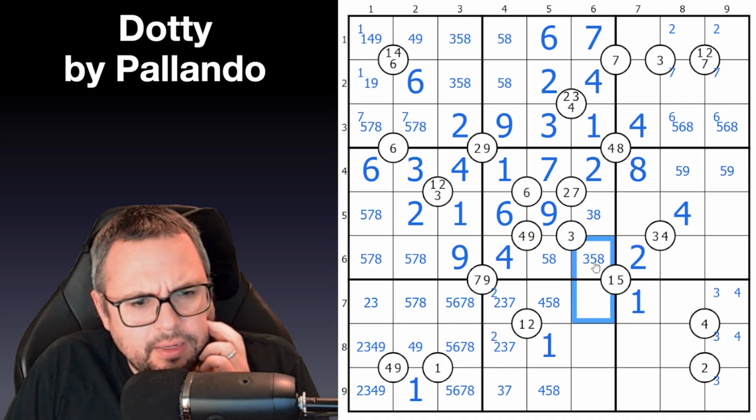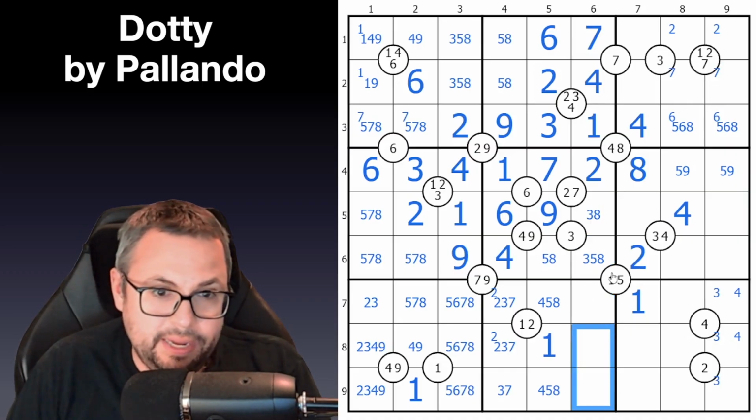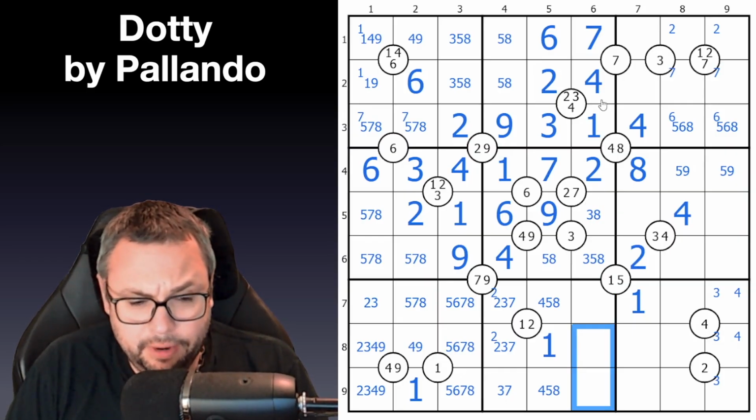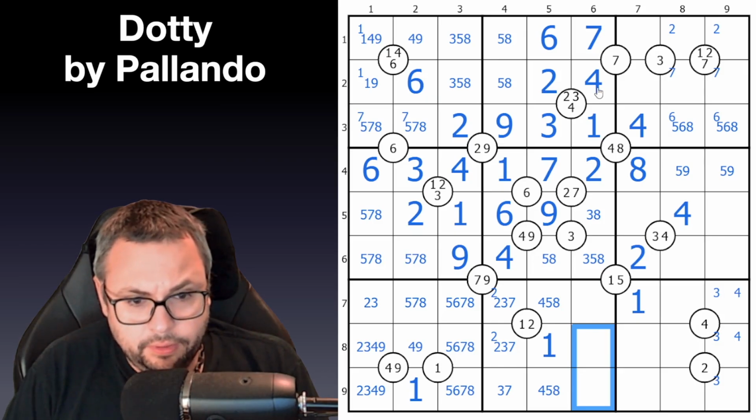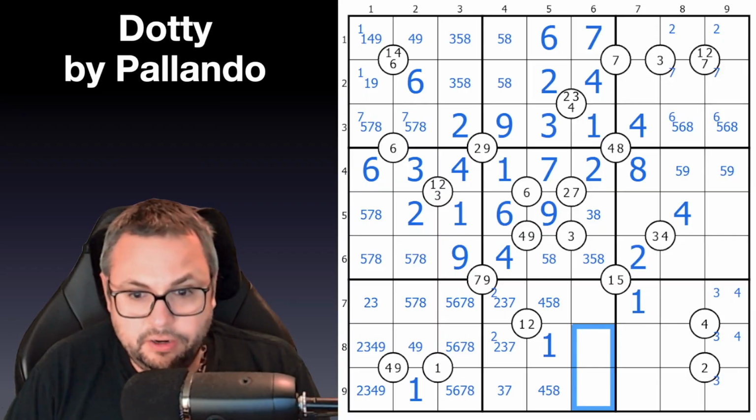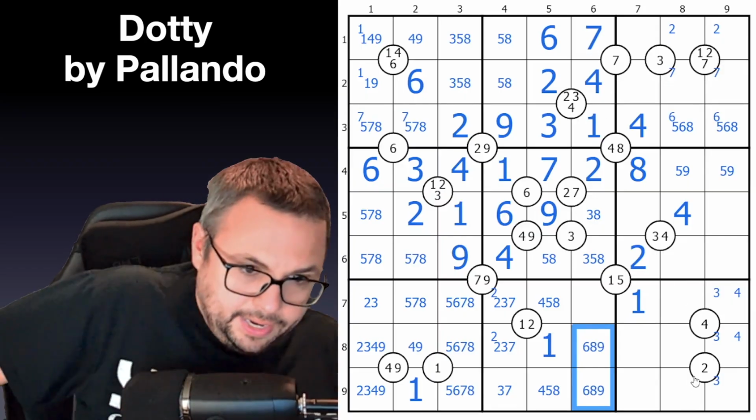Let's see. Okay, I can fill in what these values can be. So they're not 1, 2. They're not 3 because the 3 is looking down. They're not 4 or 5 because the 5 is looking down from this. So they could be 6, not 7. They could be 8 or 9.